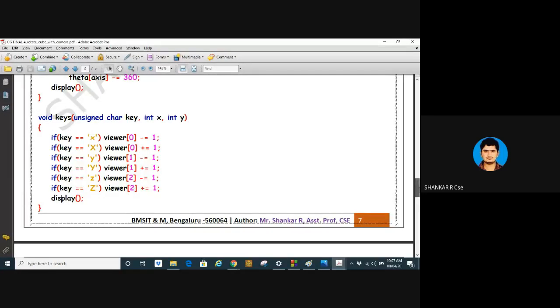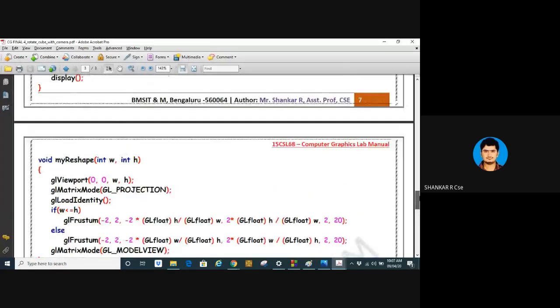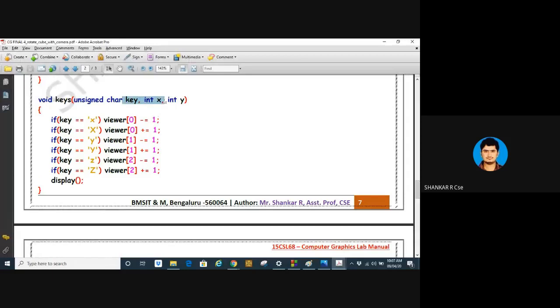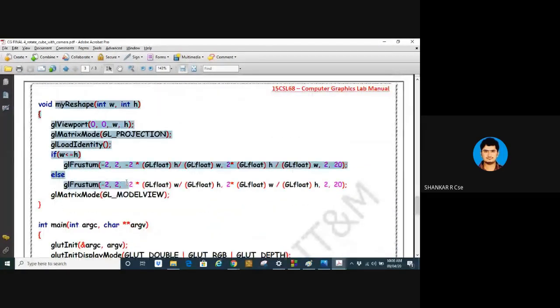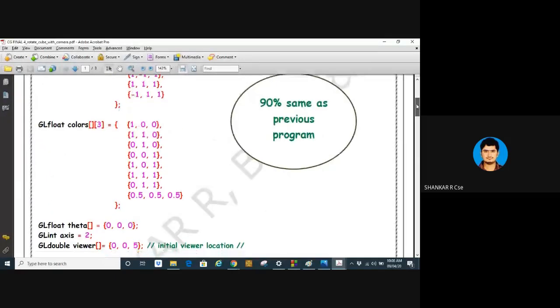So if you want to use keyboard, you should make sure you have written this, keyboard func of keys. So keys is again a function name. Go to here, it has 3 parameters. If the key is equal to X, if you press X, what needs to happen; if capital X, what needs to be done. All the stuff we will discuss in a while. I'm just showing the difference between third and fourth. So this is entirely new. And coming to my reshape, copy paste my reshape, and instead of ortho, just write frustum. And now coming to the main part. So this is the essential difference between third and fourth.